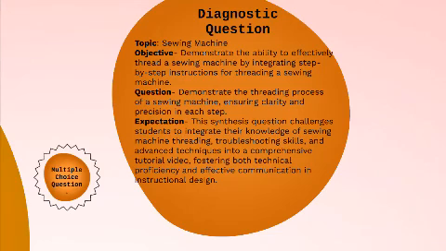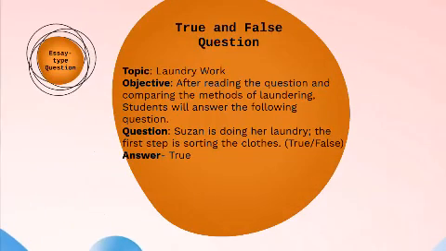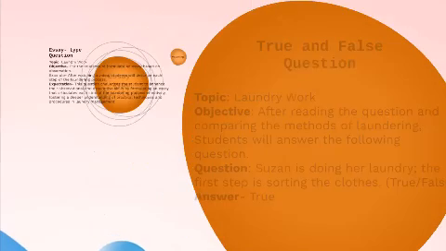Diagnostic question. Example, demonstrate the threading process of a sewing machine, ensuring clarity and precision in each step. Multiple choice question. Sewing equipment can be placed into the categories. The options are there. Students can select. Question. Susan is doing her laundry. The first step is sorting the clothes. Again, the options are in the bracket. Students will need to select.